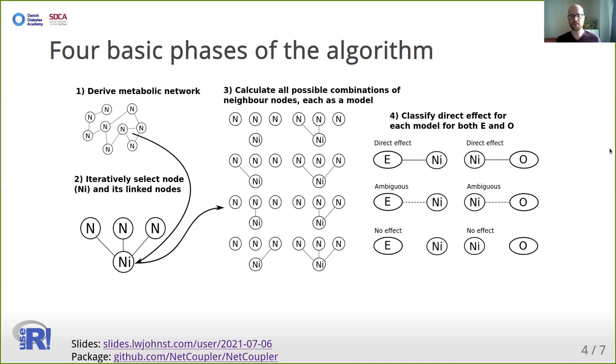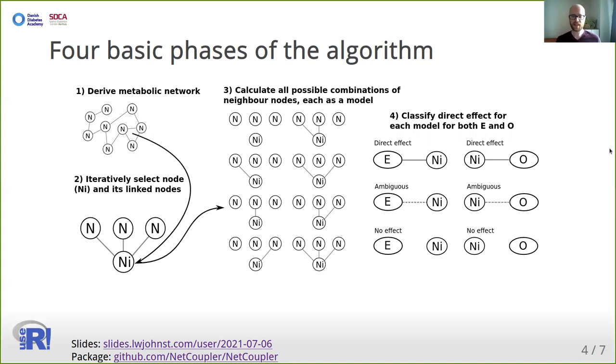The third phase is to then calculate all possible combinations of the index node with the neighboring nodes, and then use them within the model. In this case, there are three neighboring nodes. That would be eight different combinations, representing eight models.